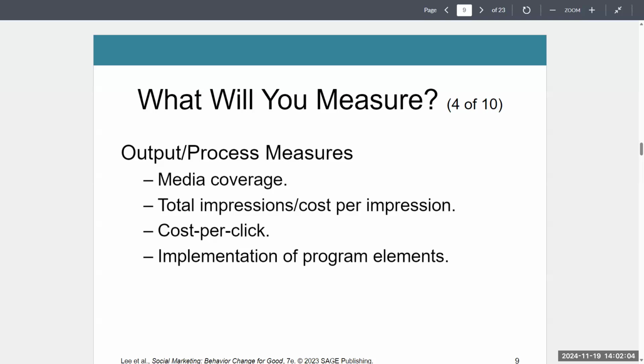And these are essential not just for understanding what's not working, but also for understanding what's working and what's not during the campaign.